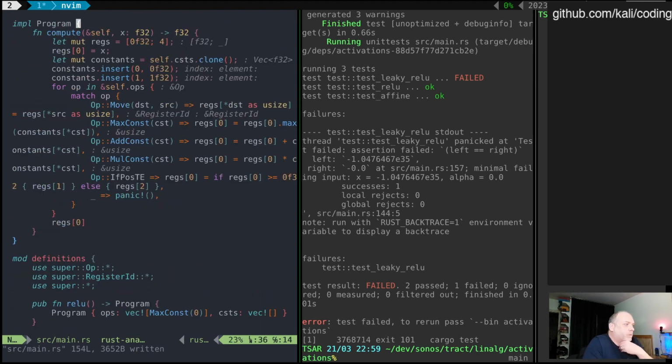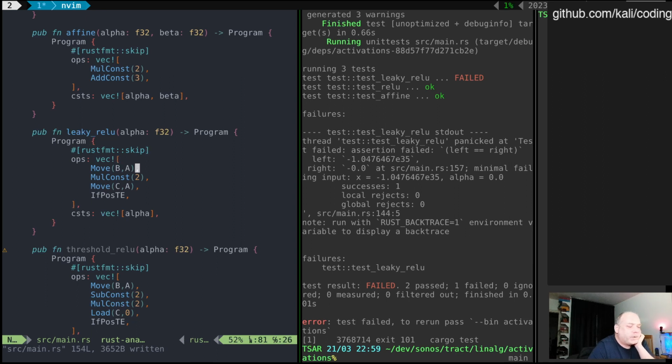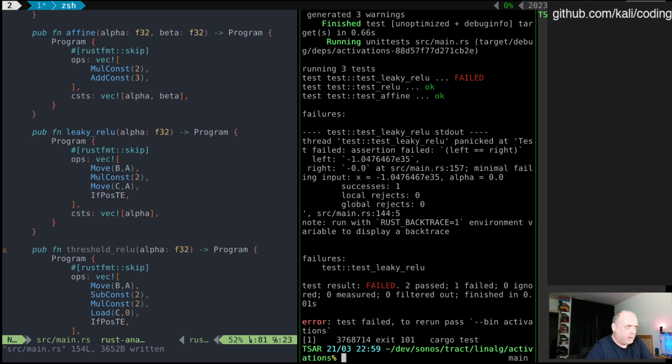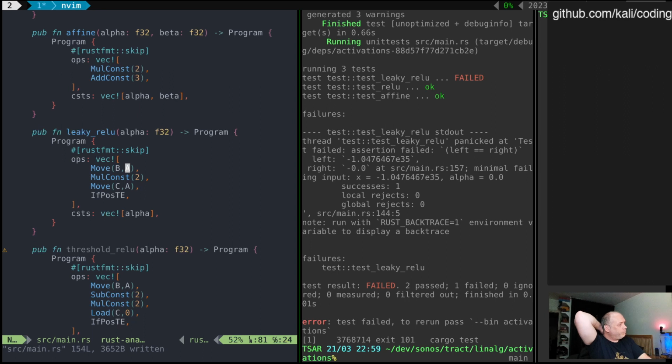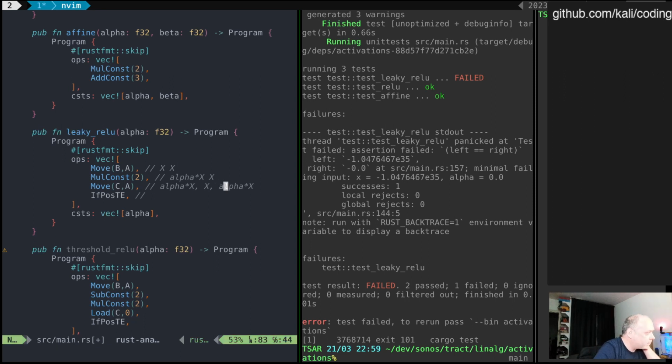Let's look at our definition of leaky. We're moving A to B. So A is X, and B is X. We are multiplying by constant 2, which is alpha, so we get alpha X in A, X in B. We're moving A to C, so we get alpha X, X, and alpha X. If alpha X is positive, then we're taking X, or else we're taking alpha X, which I think is correct.